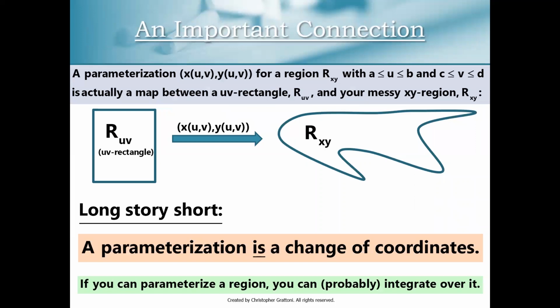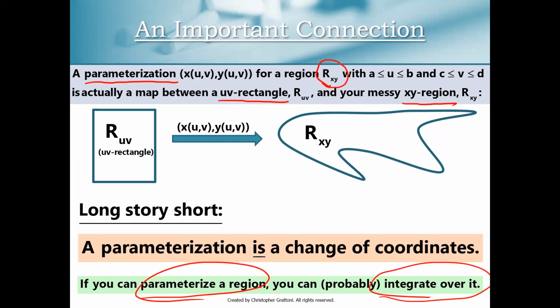All right, guys, finally, I mentioned this in both videos so far, but I'm going to keep coming back to this, which is one idea that I want you to take away from this chapter: a parameterization of a region in XY space is actually a map between a UV rectangle and your XY region. And so the long story short is if you can parameterize a region, you could probably integrate over it. No guarantees, there's some exceptions here, but in general, if you can parameterize a region, you can expect that you can probably integrate over it.